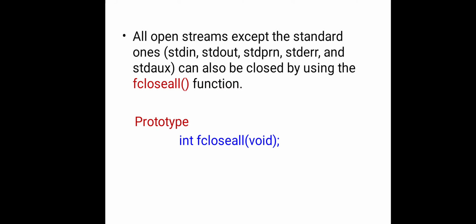Next is fcloseall. This function is used to close all the files that are in existence. All open streams except the standard ones, that is stdin, stdout, stdprn, stderr and stdaux, can also be closed by using the fcloseall function. So except the ones marked inside the parenthesis, all the files that are opened can be closed using fcloseall. It does not take any parameters, so it is mentioned as void here, and the return type is int. If it returns 0, then it is success. If it is -1, it means error.